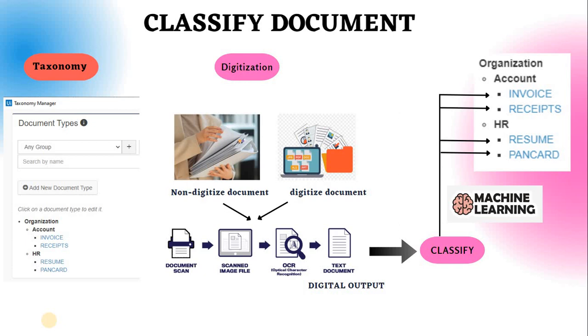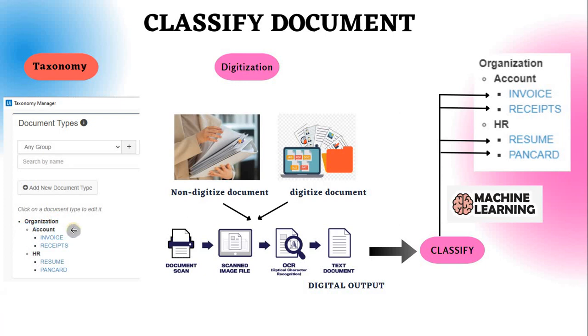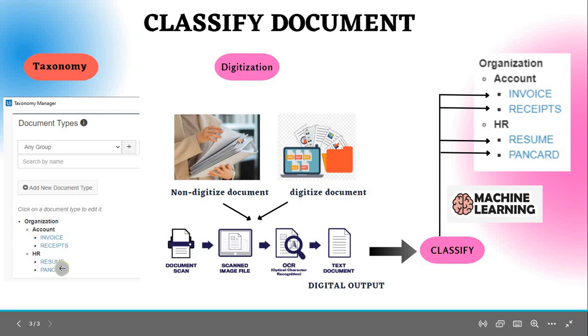Taxonomy. In taxonomy we can categorize the document. Let's take an example. Here we can create an organization, inside that organization an Accounts department, inside that account Invoice as a document type and Receipt as a document type. Again, HR as a department, and inside this HR, Resume as a document type, and PAN card is again a document type.